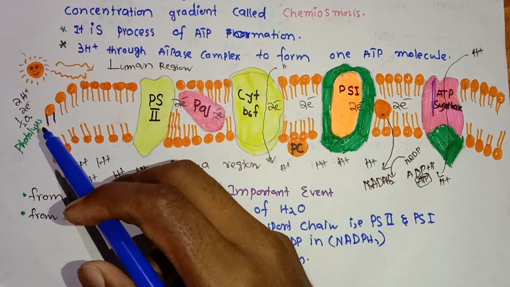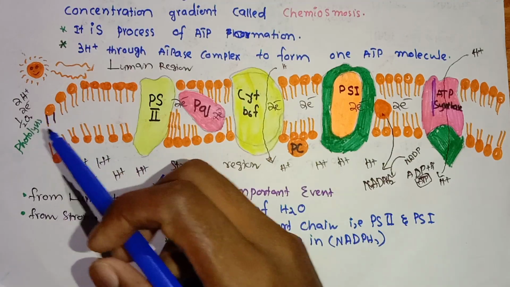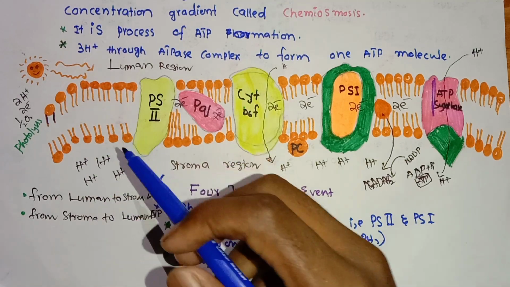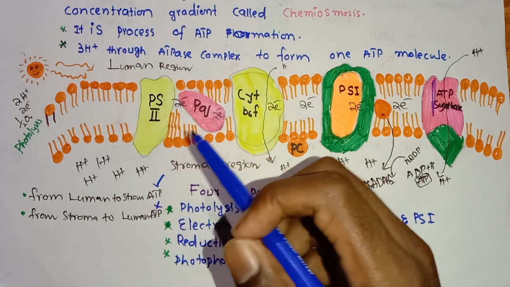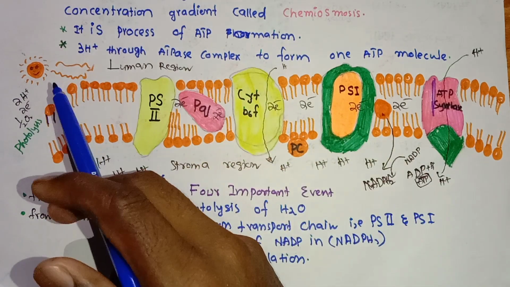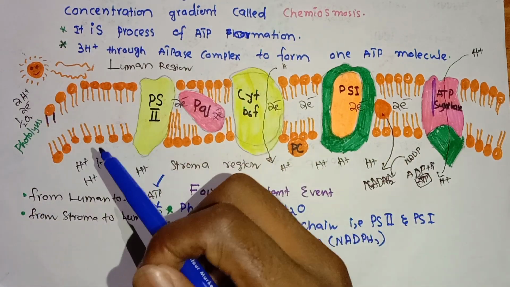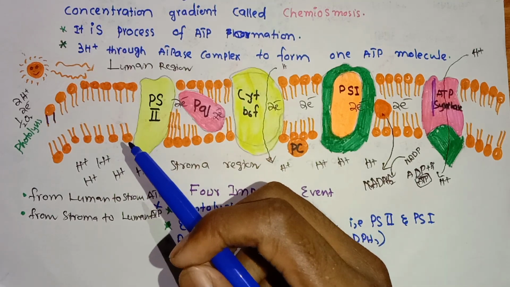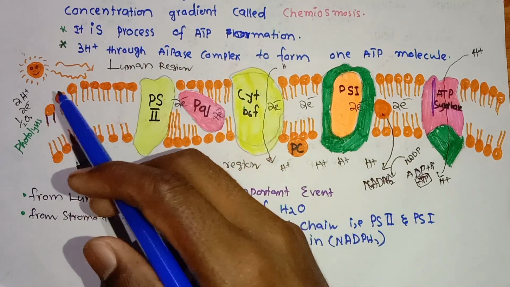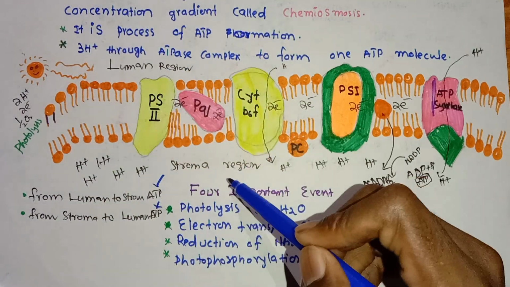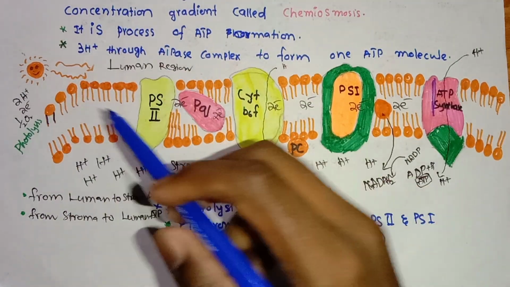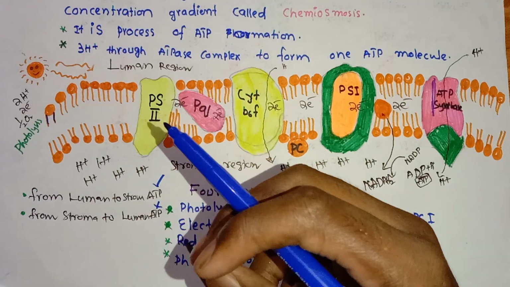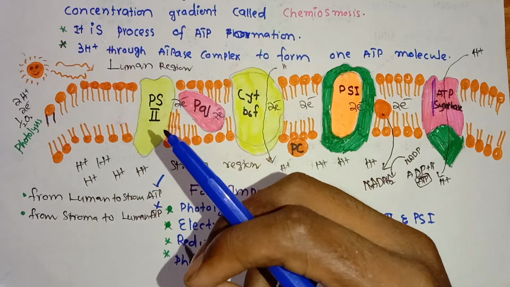Now, how does this reaction occur? This is our sun, and this is a thylakoid membrane where the lipids are there, and complexes are there, and iron proteins are there. Now, when the sunlight falls on PS2, it has the ability to absorb a wavelength of 680 nanometer. This is our lumen region, and this is the stroma region. The stroma region is free, and the lumen region is inside the thylakoid.